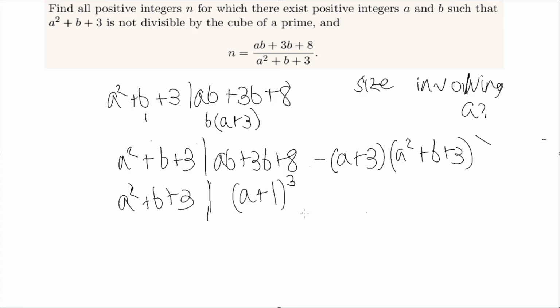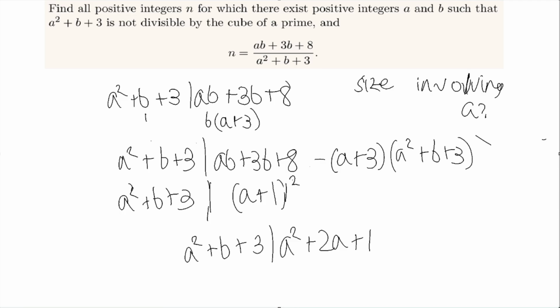And because of this, we want to now somehow use the fact that it's not divisible by a cube of a prime. And by considering ν_p, we end up getting that ν_p of a squared plus b plus 3 is less than or equal to 2 for all primes. So that means that if it divides a plus 1 cubed, then it should divide a plus 1 squared if you just work it out. So this gives a plus 1 squared. And when you expand it out, we get a squared plus b plus 3 divides a squared plus 2a plus 1.